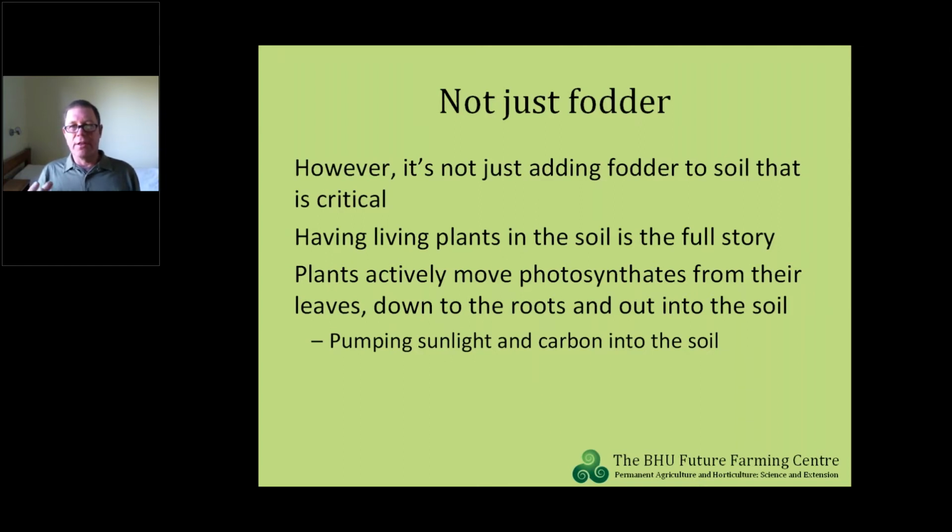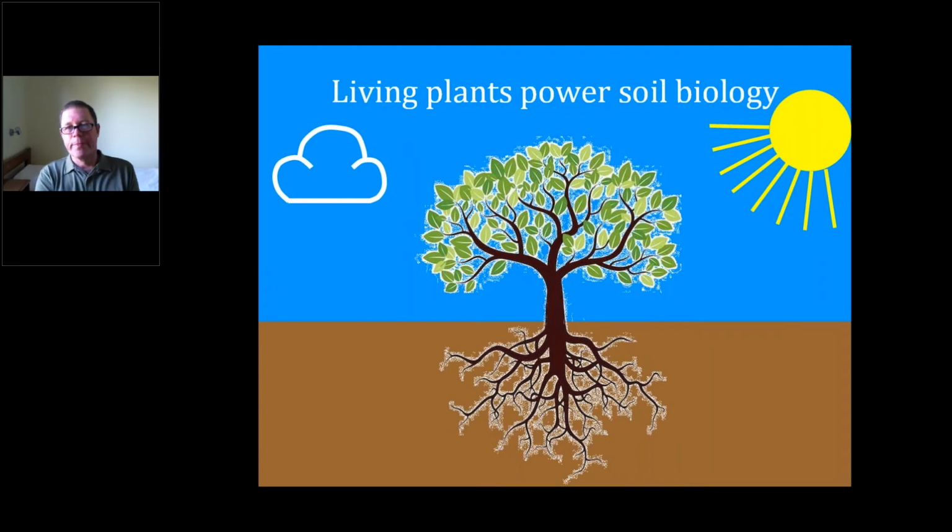Plants are the fundamental capturers of energy from the sun, and they take carbon out of the atmosphere. They take those photosynthates and move them down from their leaves through the stems into the roots, and they physically pump them out into the soil to feed the soil biology, and in return they get a supply of nutrients and water coming in. So they're literally pumping the sunlight and carbon from the atmosphere into the soil.